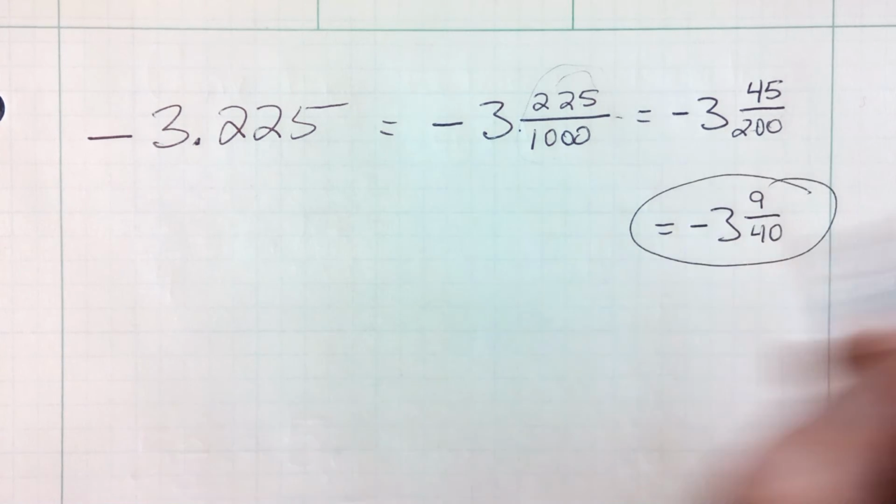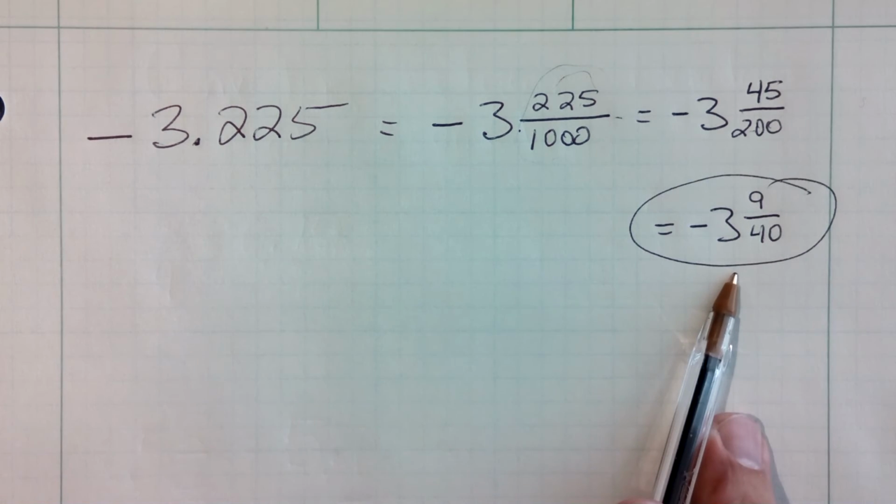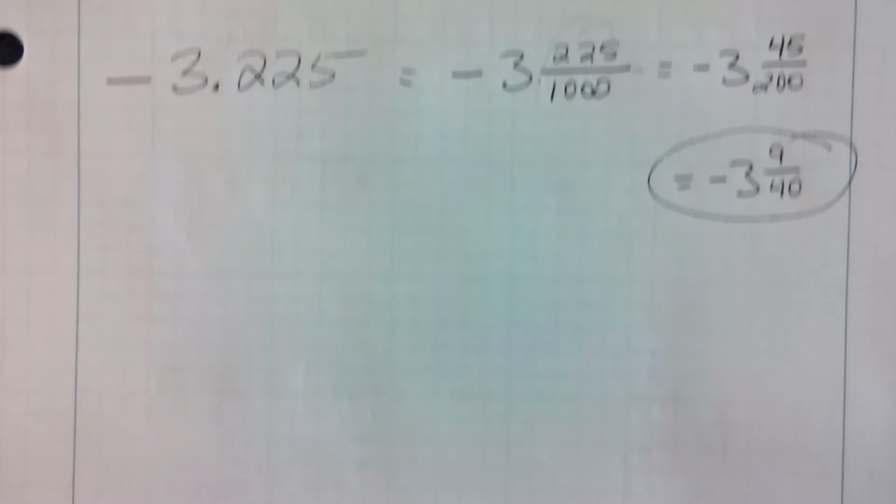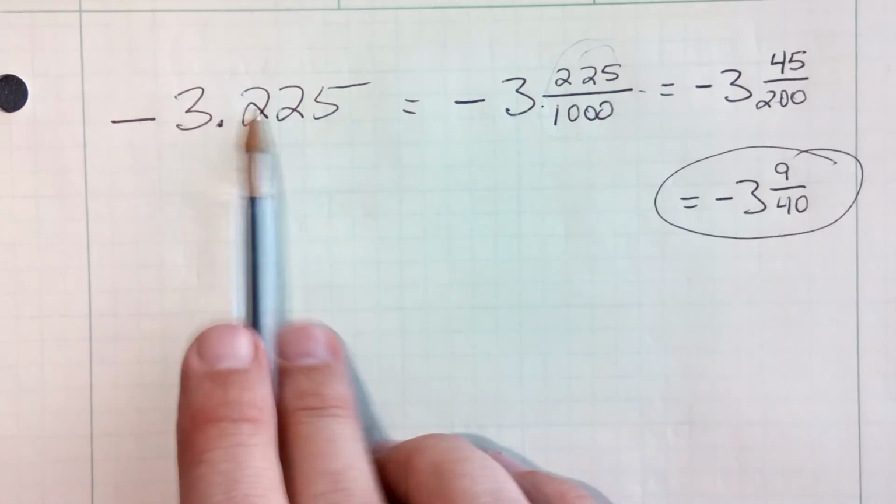You could always quickly check to make sure that's correct by plugging that into a calculator and making sure you get back out 3.225.